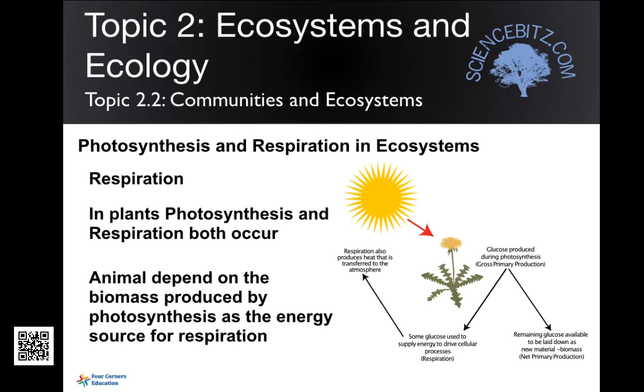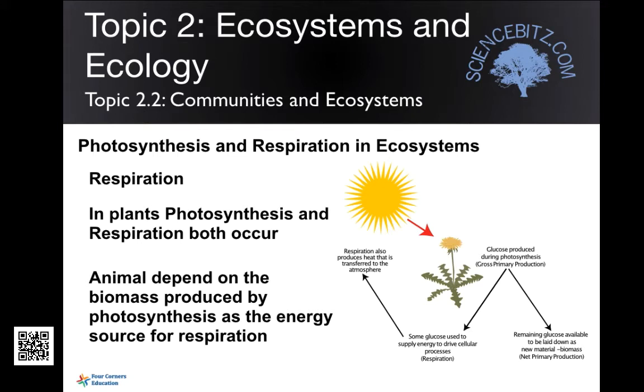If you have a look at the little diagram there, in photosynthesis the plant produces glucose. This glucose is available to be laid down as new material, biomass. We call that primary production, and we'll look at that in the next video. Some of the glucose itself is used as an energy supply to drive the cellular processes. We call that process respiration. And again, from grade 9 and grade 10, you should be okay and happy with the idea of respiration.